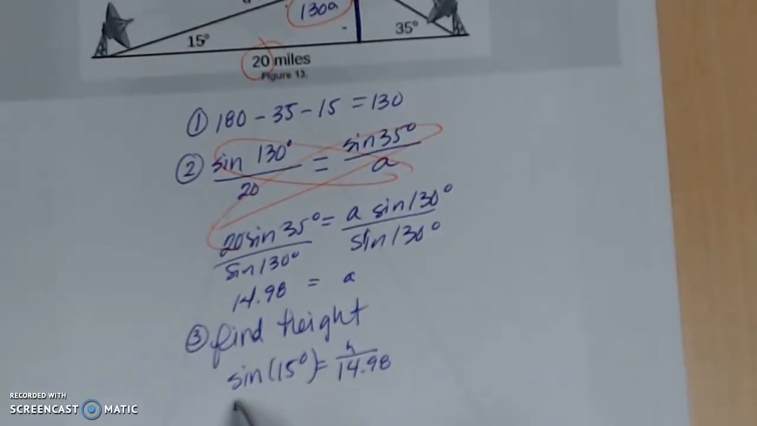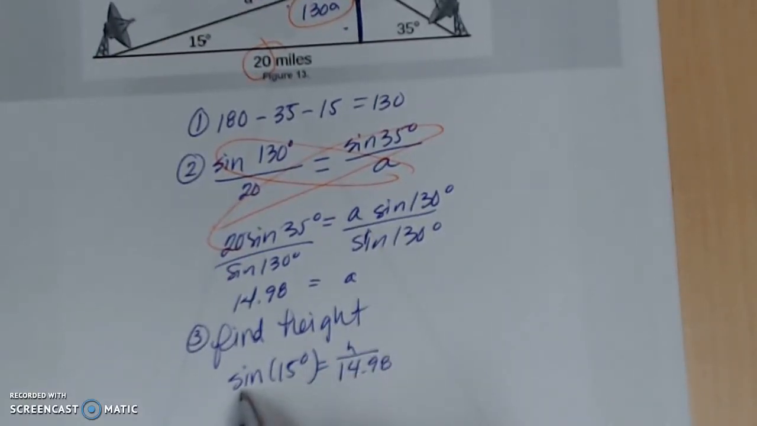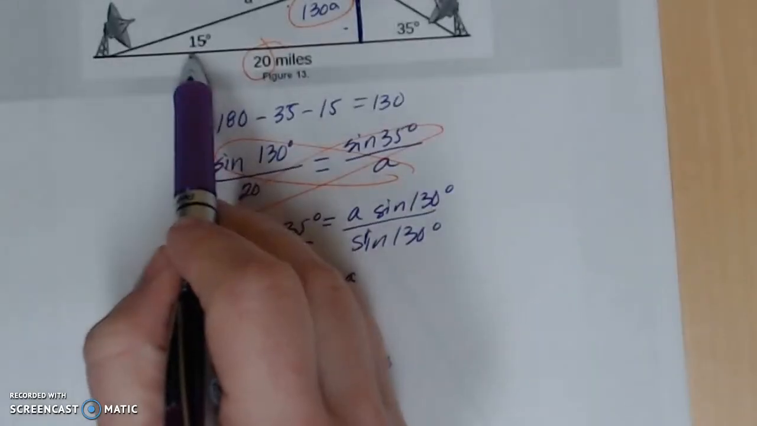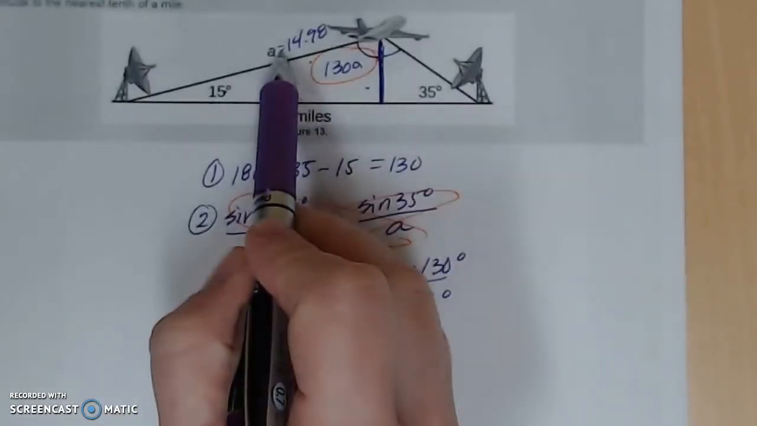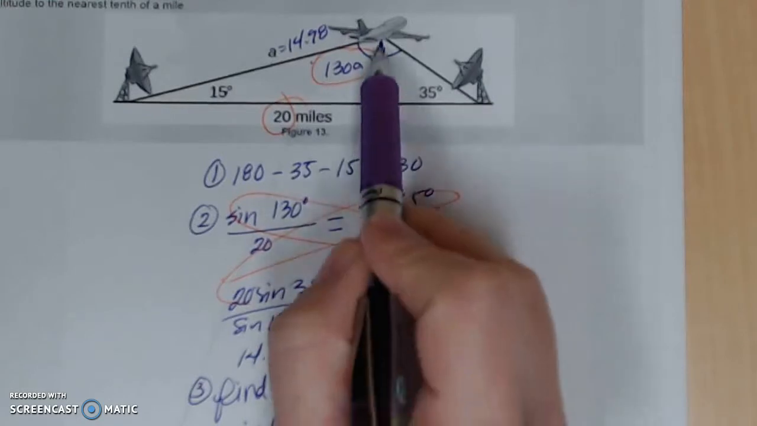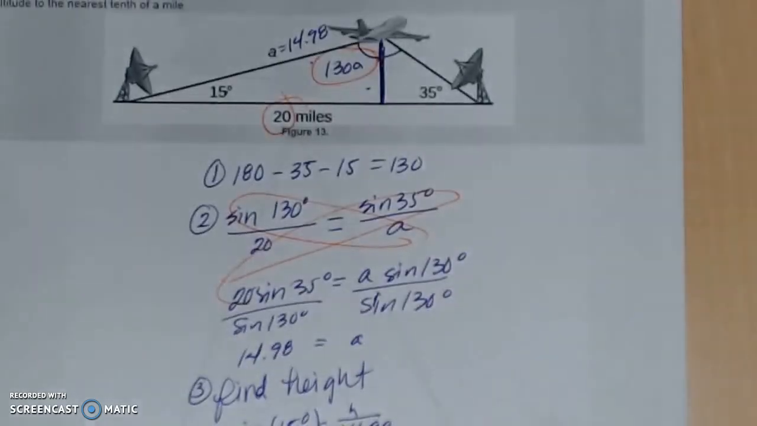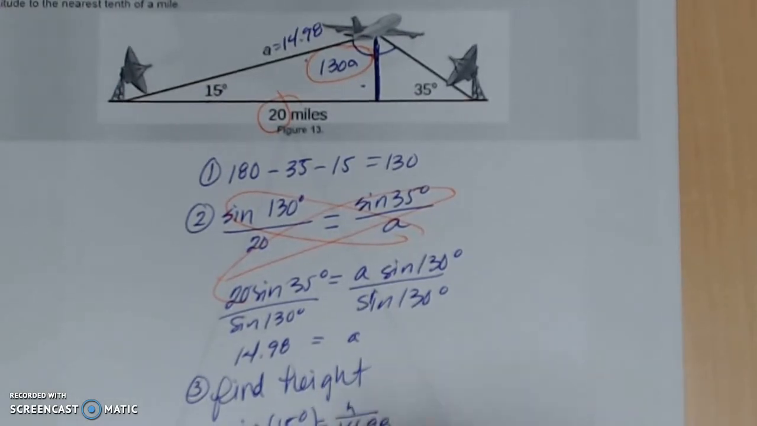Using what we know about the basic sine function here, we're going to be able to set up our sine of 15 degrees and then do our opposite over hypotenuse in order to solve for this opposite here. Now, with any of these trig functions, this may not be the only approach to take. It's just the one that I'm choosing at this moment. So I would solve this for h, so I would multiply both sides by 14.98.